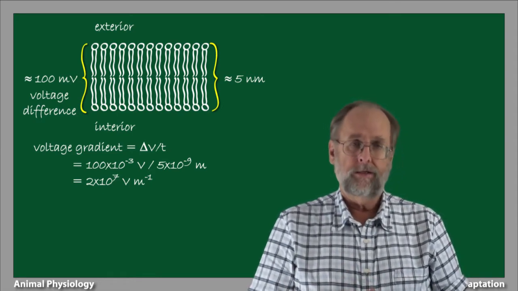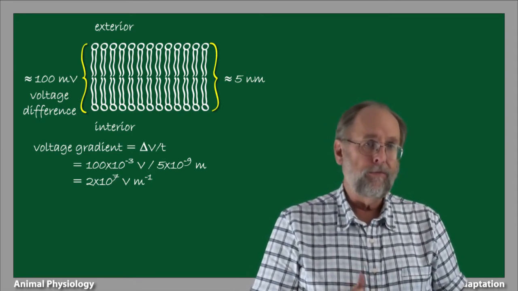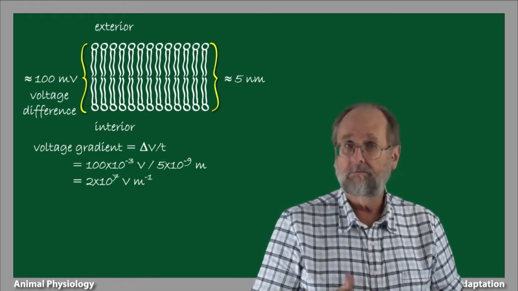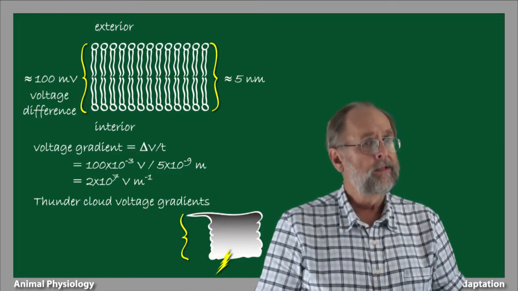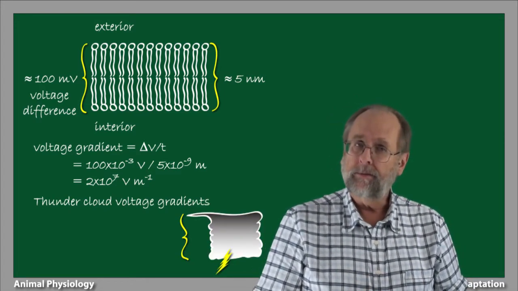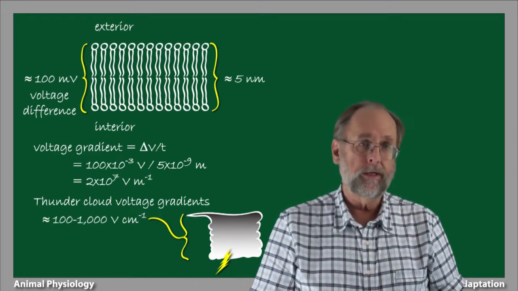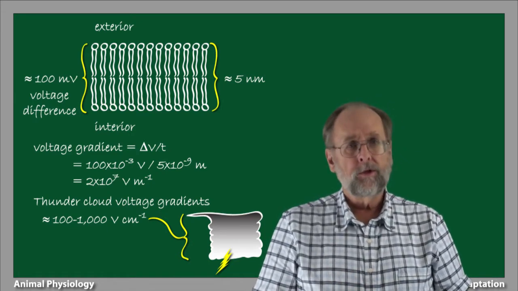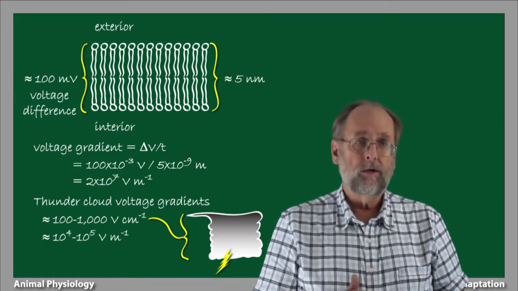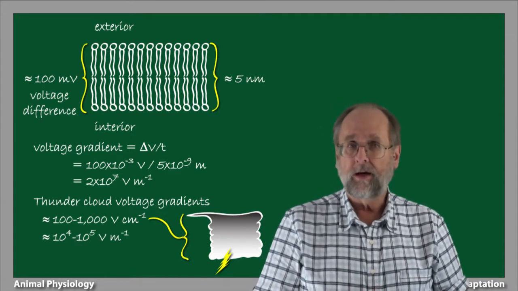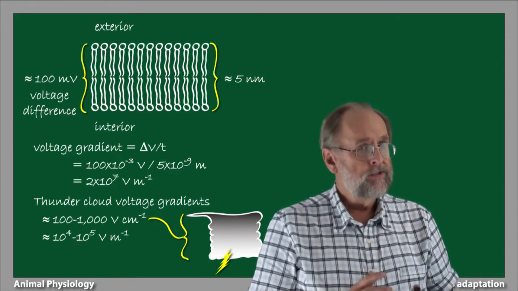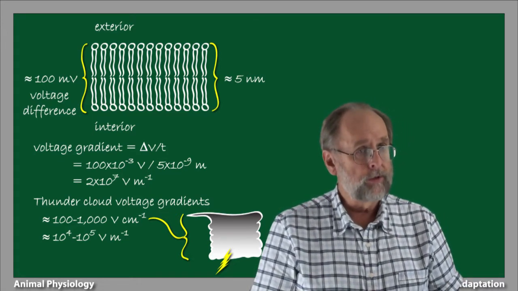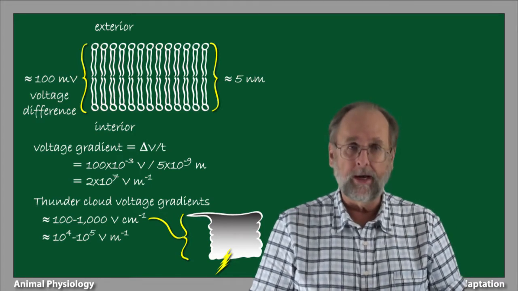To give some meaning to this number, let's make a comparison between the voltage gradient across a cell membrane against the voltage gradient you typically get in a thundercloud. Now, opinion differs on this latter figure, and estimates vary from about 100 volts per centimeter up to about 1,000 volts per centimeter. In other words, the voltage gradient within a thundercloud is on the order of 10,000 to 100,000 volts per meter. These are voltage gradients that are 2 to 3 orders of magnitude smaller than the voltage gradient maintained across a typical cell membrane.